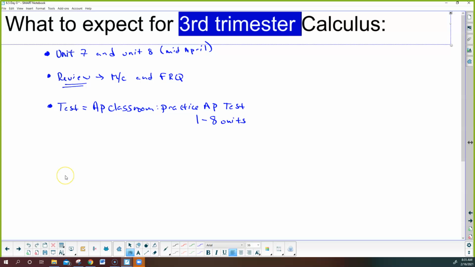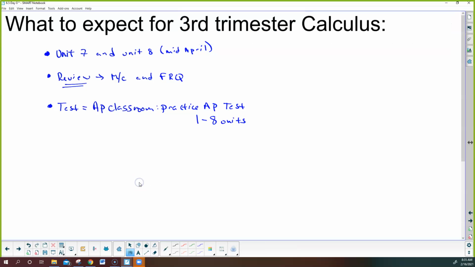If you're somebody that is just trying to jump through the hoops and get a grade, if it's a P, I don't know if third trimester calculus is for you. Because I don't think you're going to be able to be successful even with just getting a P unless you're fully committed. So I do want you to know what's at stake with this third trimester.